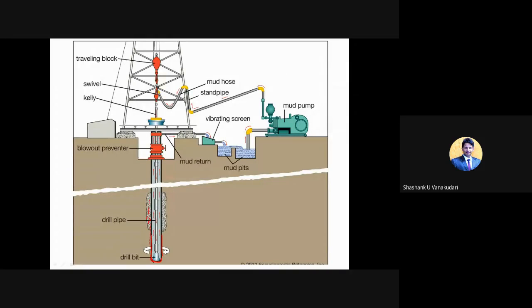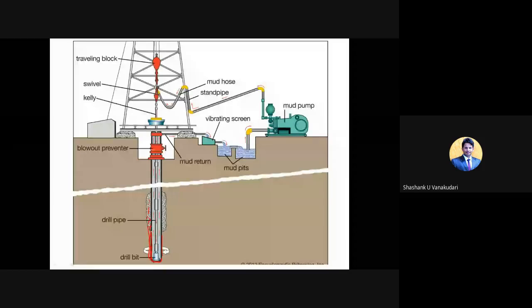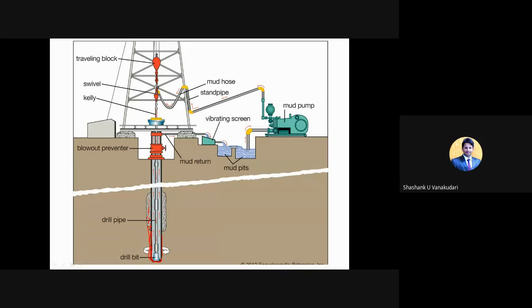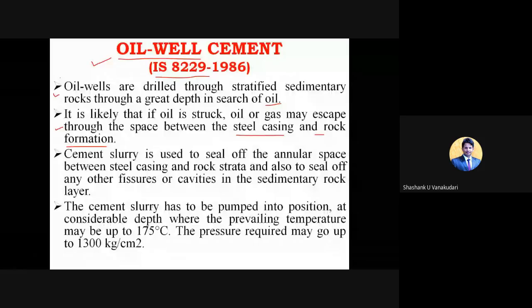To overcome that, they provide protecting layers such that the oil and gases should not penetrate within the structures, or get wasted to other parts. That's the main reason behind using this oil well cement. Here the cement slurry is used to seal off the annular space between the steel casing and the rock strata, and also to seal off any other fissures or cavities. Fissures are nothing but cracks or cavities in the sedimentary rock layers.